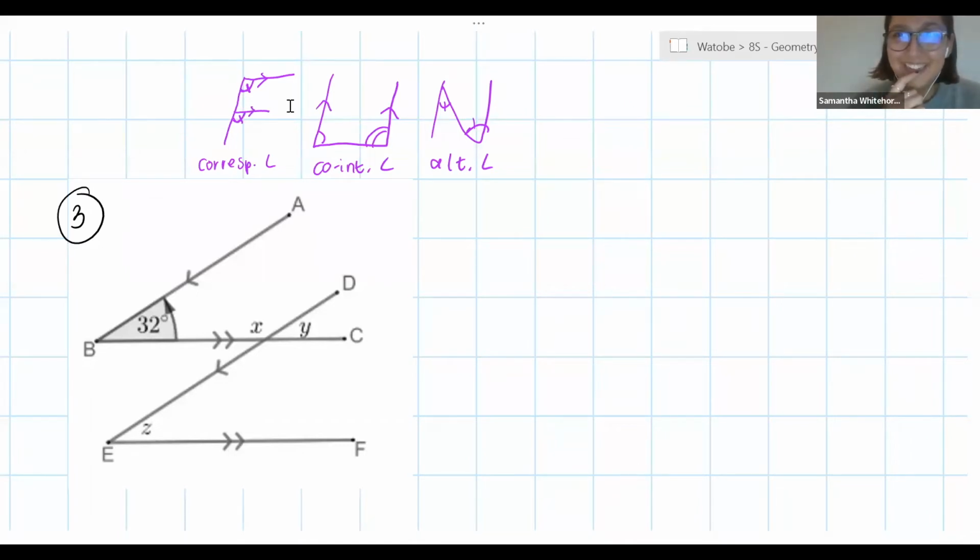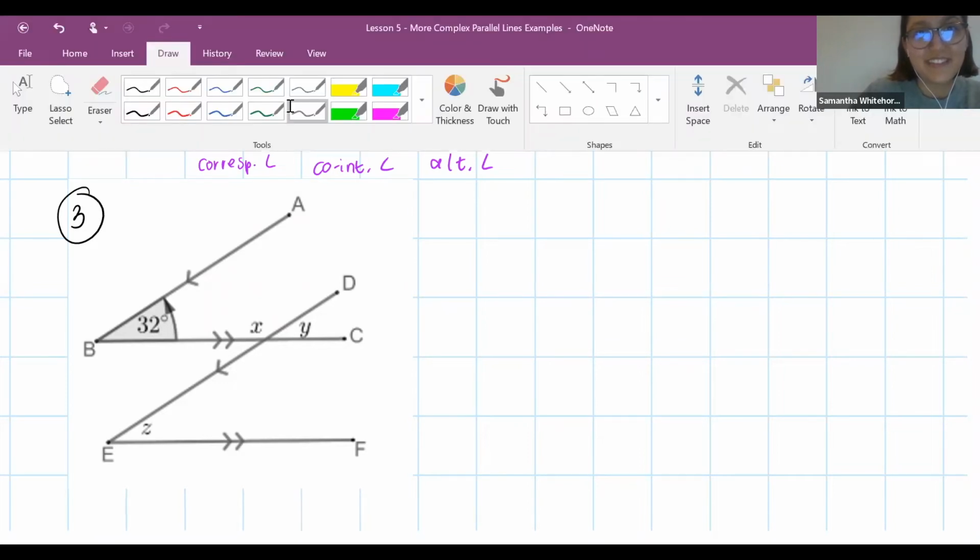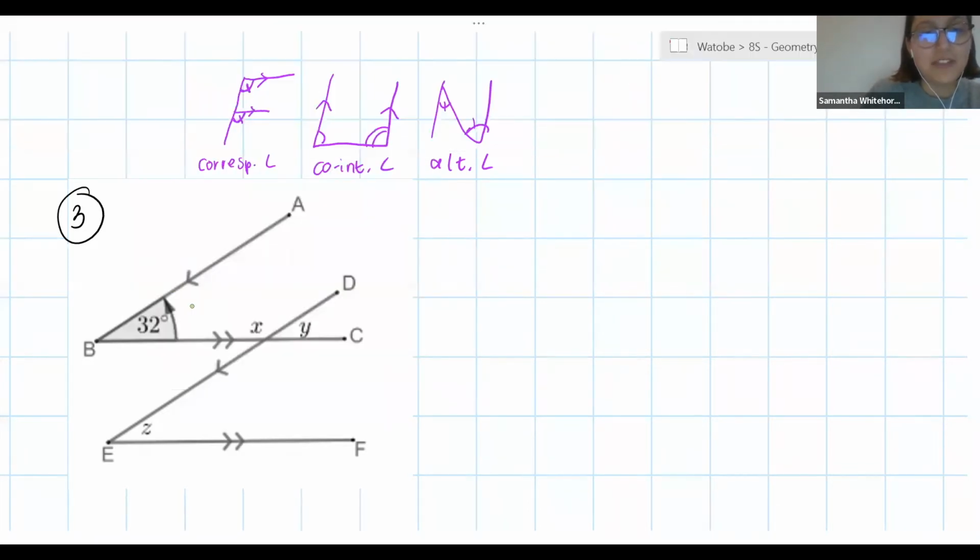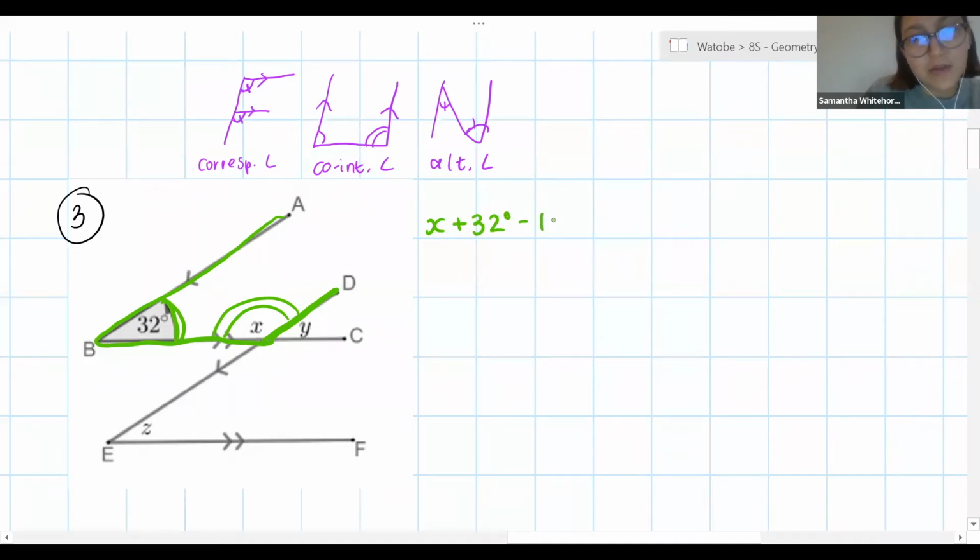I used x is equal to 32 because of co-interior angles. I'm loving that reason. I just want to draw in my U. But Justin, what do we need to remember about co-interior angles? Are they equal? I think so. They're equal to 180. Right, exactly. So what I know is that x plus 32 degrees must equal 180 degrees. So what does that mean x is?